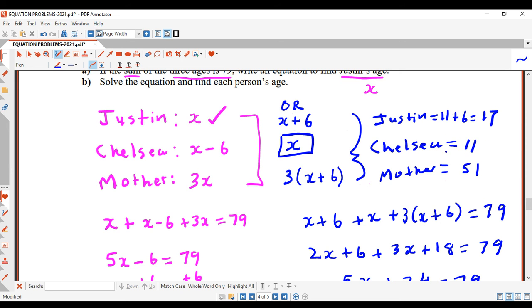So I've got the same numbers as the previous one. So often there's more than one way of writing the equation. Okay, that's it for today.